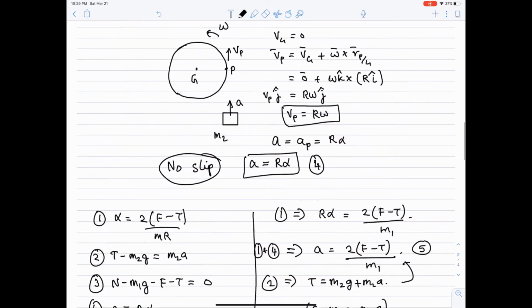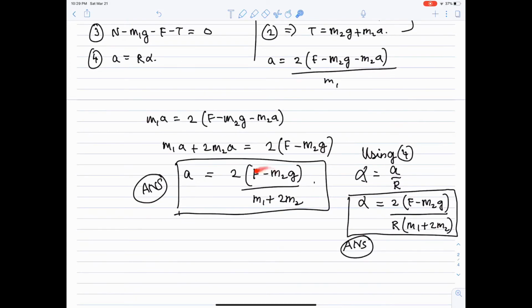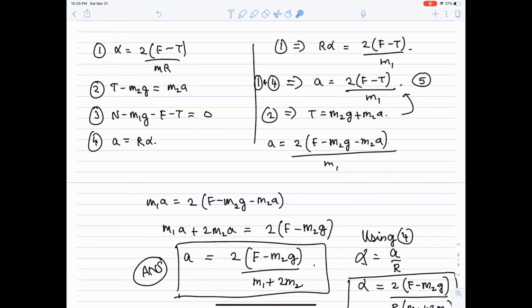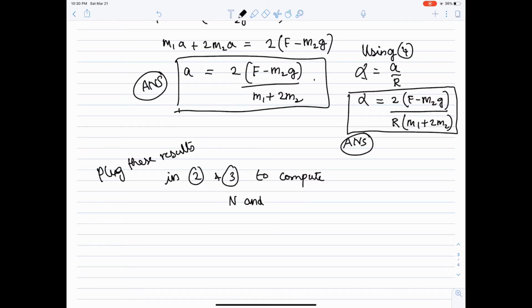And then now we can relatively easily plug those things into these equations. Now that we know a, we can plug it into this equation to get T. And then if you know T as well, we can compute N. So I will just leave that exercise. Plug these results in 2 and 3 to compute, so first I guess we do T and then N. And then that's it, done.